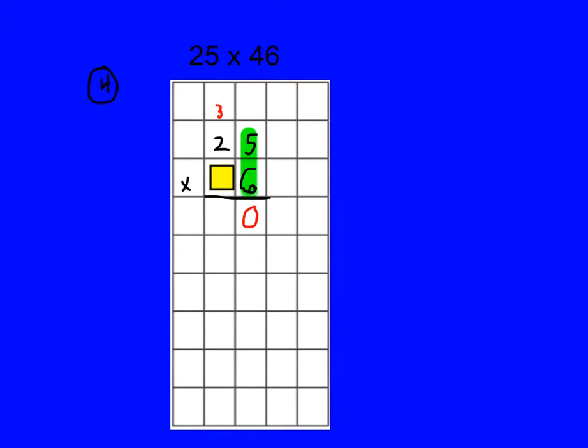Then we need to do 6 times 2, which is 12, and plus 3, don't forget to add that. So 6 times 2 is 12, plus 3 more is 15. So your paper should look like this, hopefully. Okay.